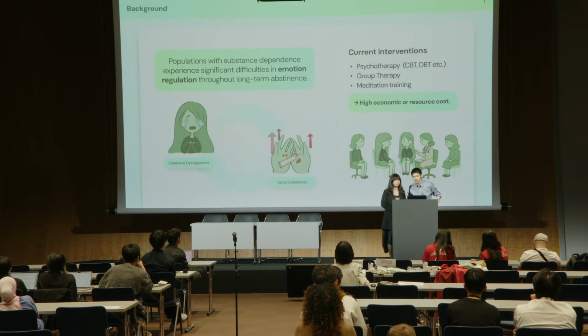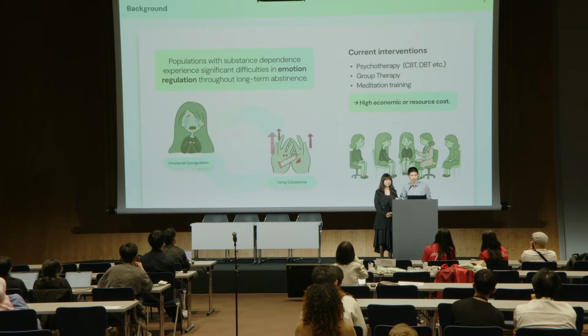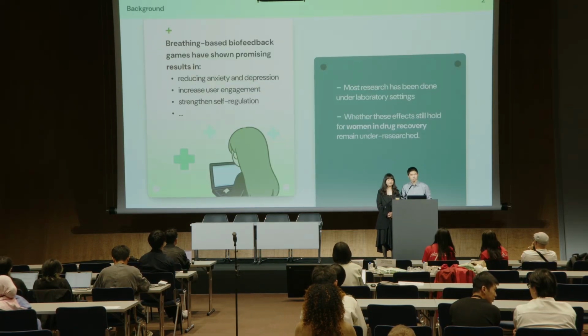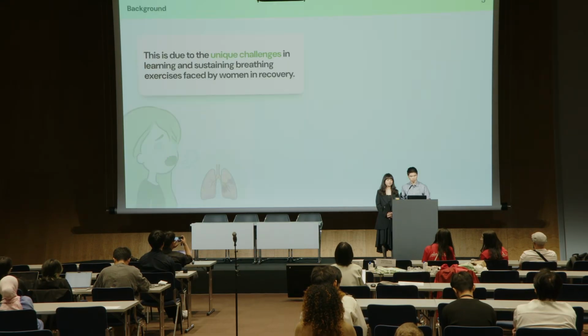So we know that a significant problem faced by populations with substance dependence is emotion regulation, and the inability to cope with fluctuating emotions can easily lead to relapse. Current interventions like psychotherapy or meditation training are effective, but are also high in cost and can be difficult to learn. So what other options are out there? Well, breathing-based biofeedback games have shown promising results for emotion regulation, but most research has been done under laboratory settings, and whether they're effective for women in drug recovery is unknown.